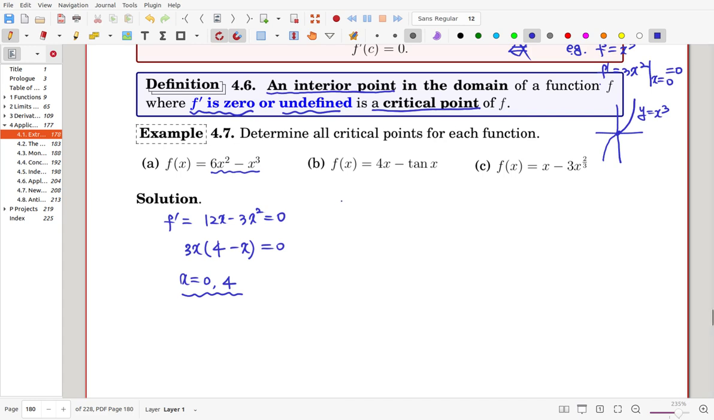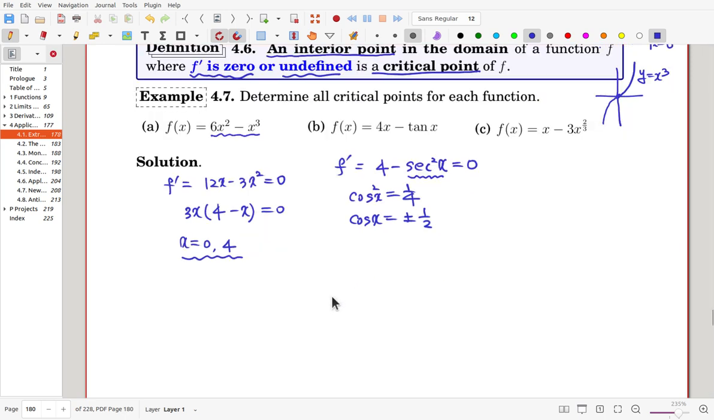Also for part B, we start with f prime, that is 4 minus sec squared x. If we say this is 0, then that is the same as 1 over cosine squared x, so cosine squared x equals 1 over 4, which means that cosine x equals plus or minus 1/2. You can find x quite easily.